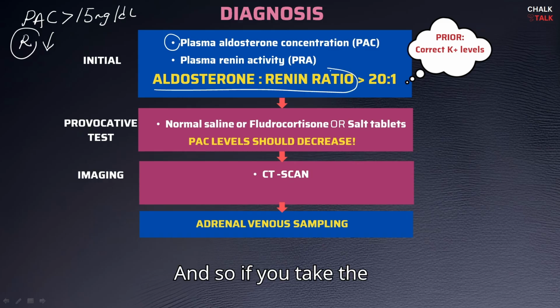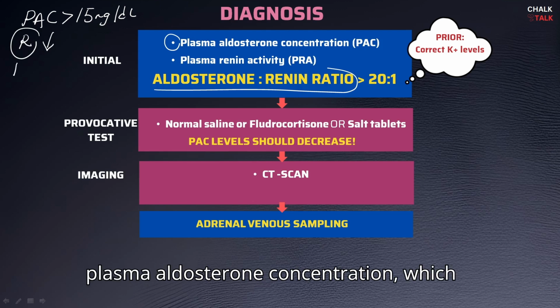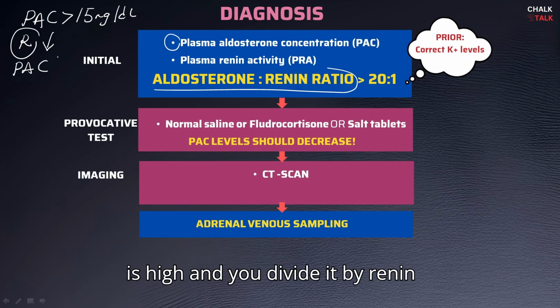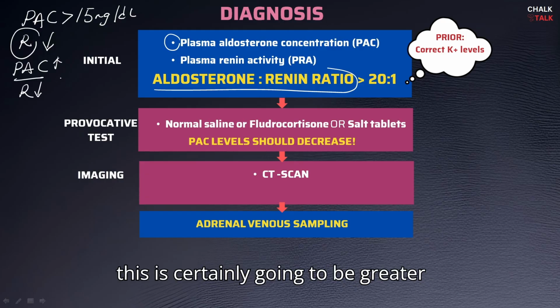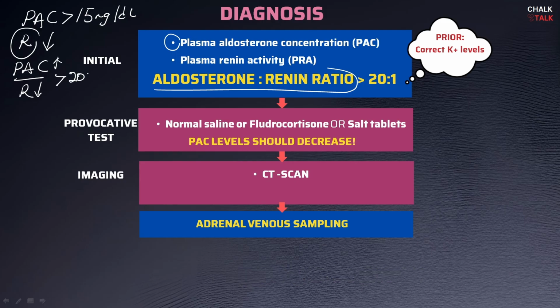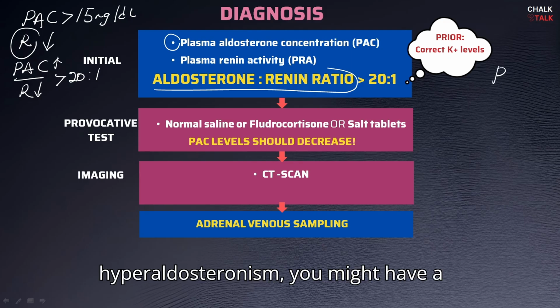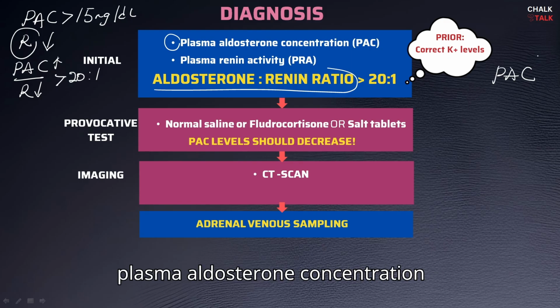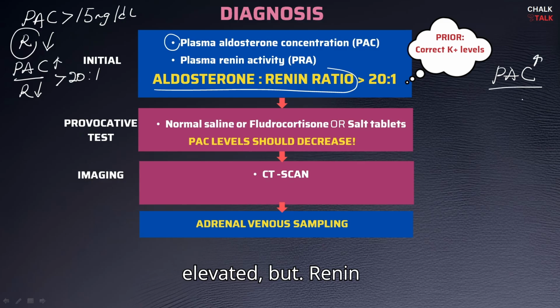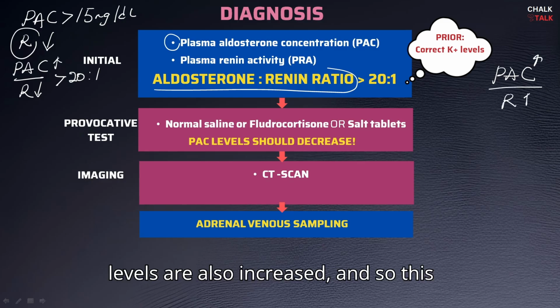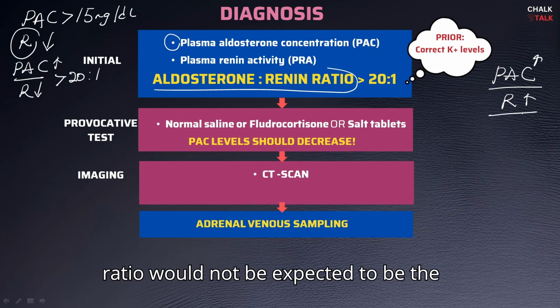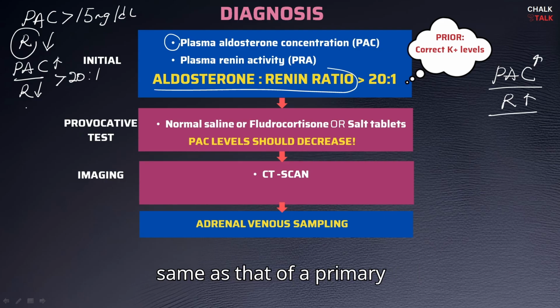Okay, and so if you take the plasma aldosterone concentration, which is high, and you divide it by renin levels, which is decreased in primary, this is certainly going to be greater than 20 to 1. Now, in the case of secondary hyperaldosteronism, you might have an elevated plasma aldosterone concentration, but renin levels are also increased, and so this ratio would not be expected to be the same as that of primary hyperaldosteronism.